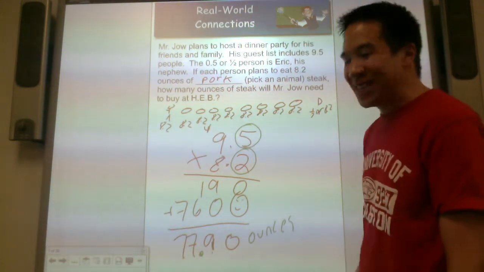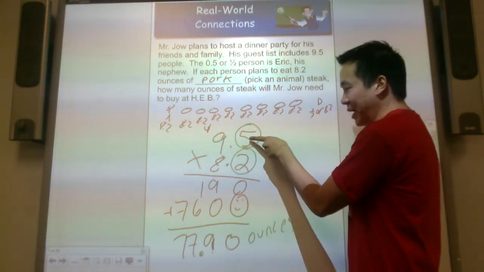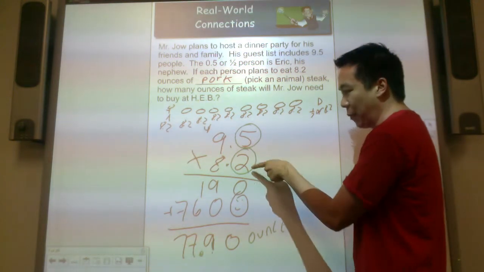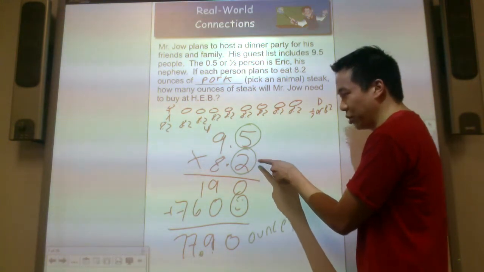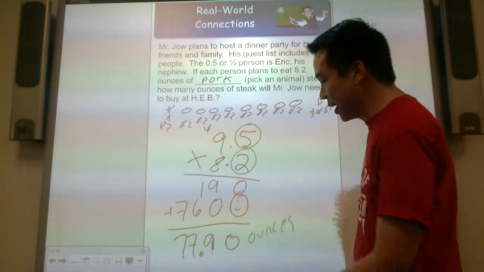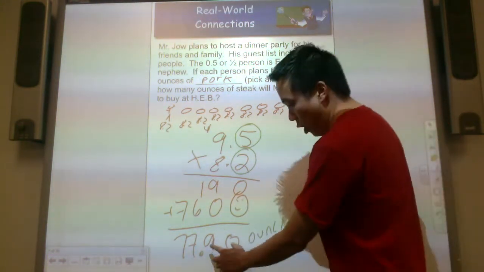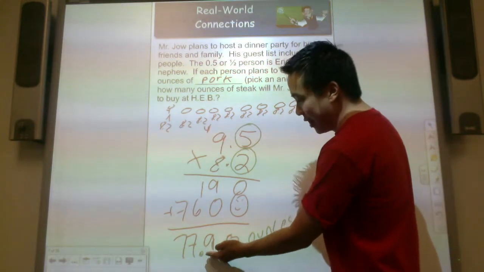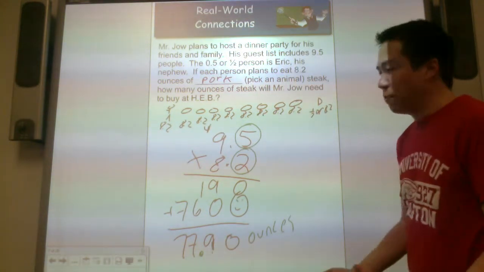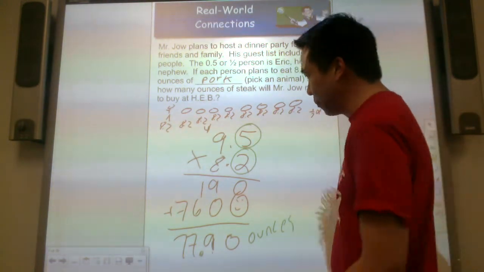Another way you can do it is this way. How many places are behind the decimal point? 1. How many places are behind the decimal point? 2. So there are 2 places behind the decimal point. In your answer, you will need 2 places behind the decimal point. Are there 2 places behind this decimal point? There are. Many ways.